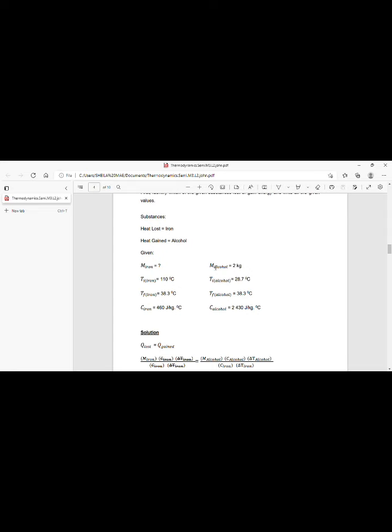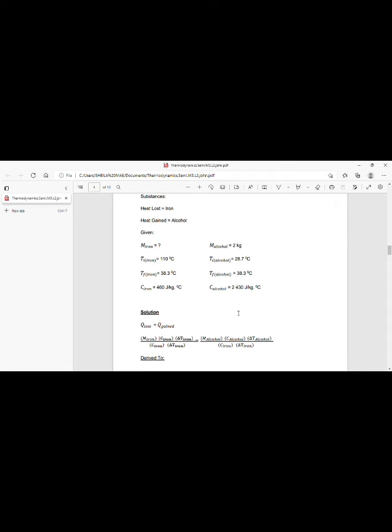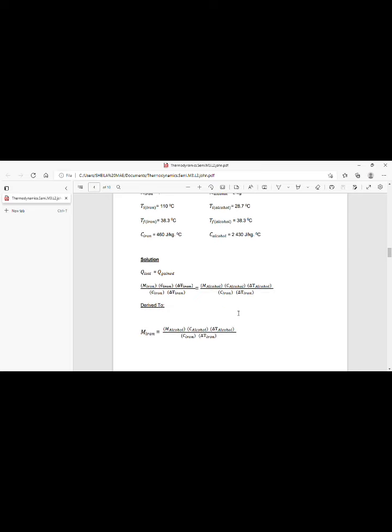Our mass of the alcohol is 2 kg. The initial temperature of the alcohol is 28.7 degrees Celsius. The final temperature of the alcohol is 38.3 degrees Celsius. The specific heat of the alcohol is 2,430 joules per kilogram degrees Celsius. We will now proceed to our solution.